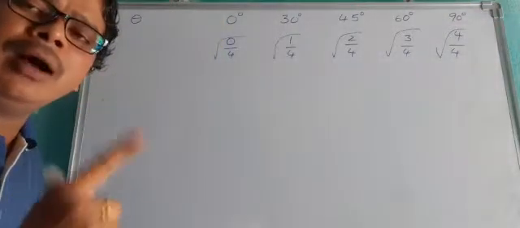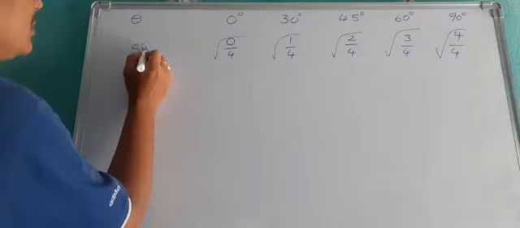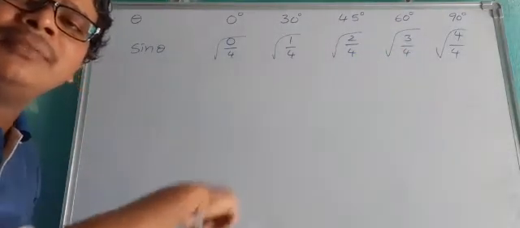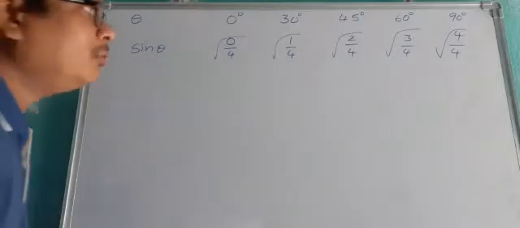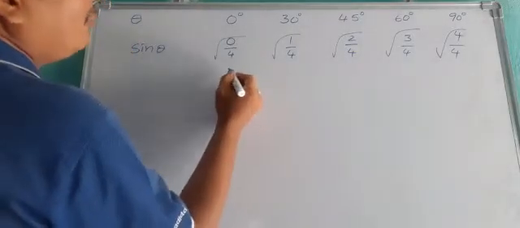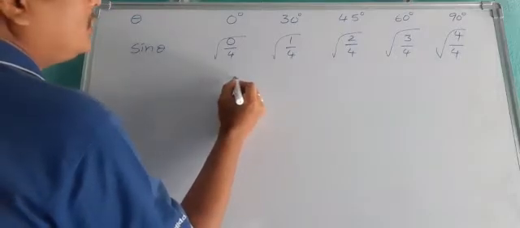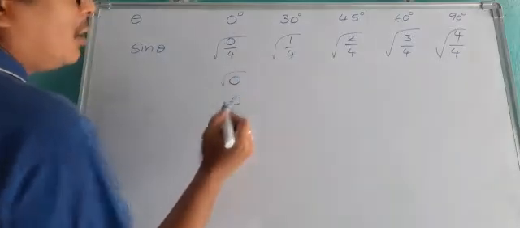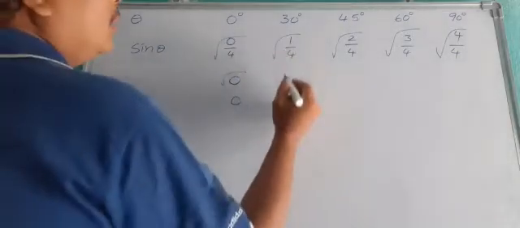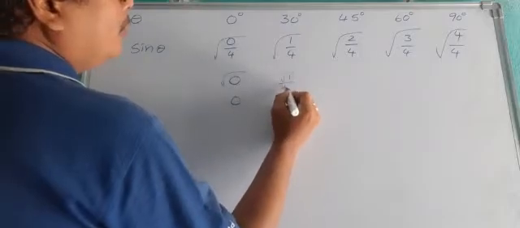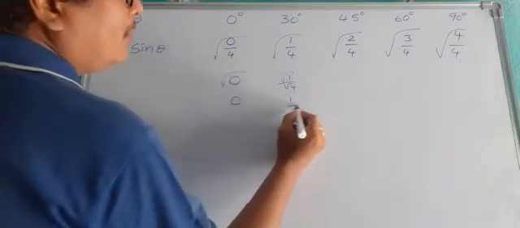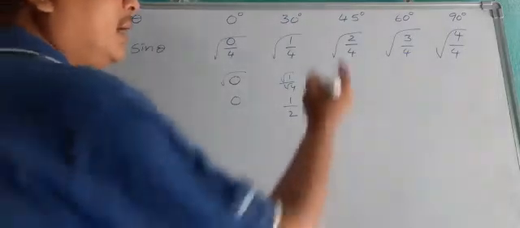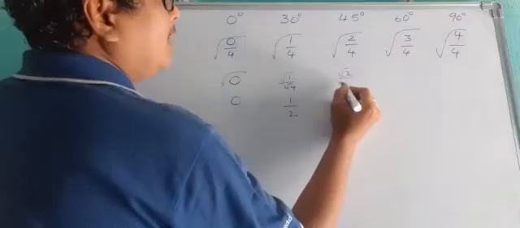If you know all the values of sine theta, automatically you can write every value from this table. How to write? 0 by 4 means 0, root 0 means 0. Root 1 by root 4: root 1 is 1, and root 4 is 2, so 1 by 2. That means sine 30 equals 1 by 2.